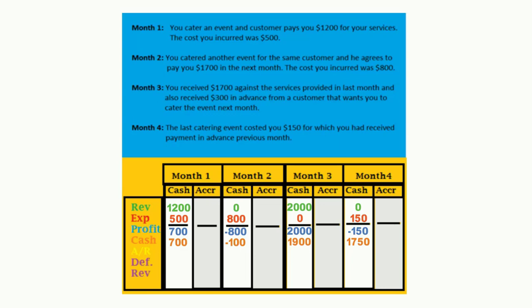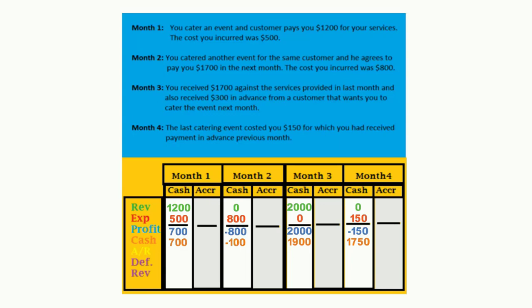So in month 1, you cater an event, where the cost to you was $500. The customer pays you $1,200 for your services. And what I'll do is the accrual accounting right here. So this is kind of the cash income statement. Let's do the accrual accounting income statement.